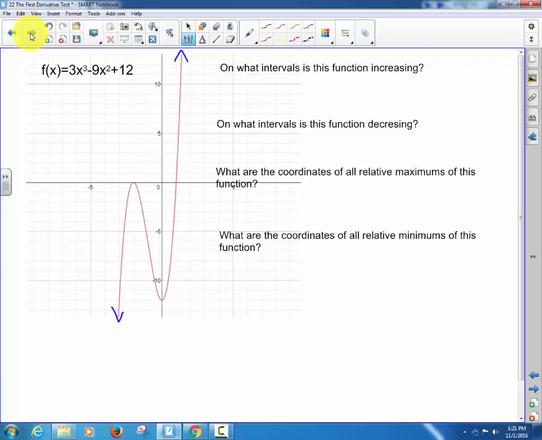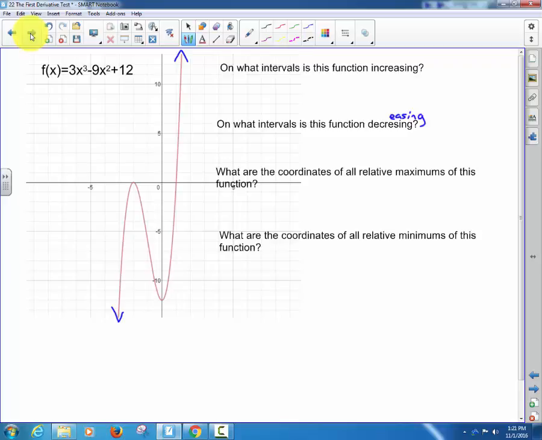And the graph doesn't stop where you see it. It just keeps going in each direction. I just drew those arrows so you can see that it keeps going in that direction. So where's the function increasing? Where's the function decreasing? Whoops, spelling error. D-E-C-R-E-A-S-I-N-G. And the coordinates of relative max and relative min. We'll talk about those.